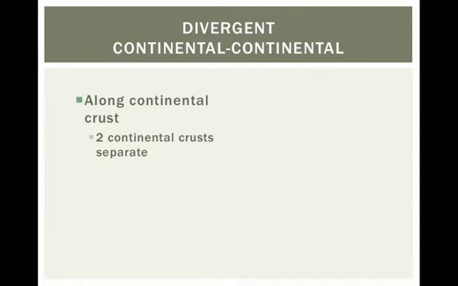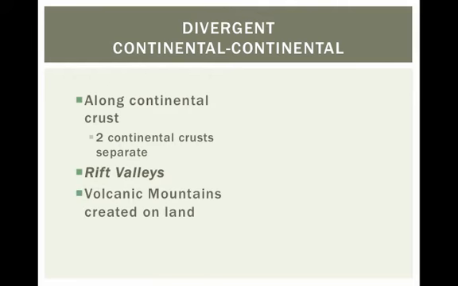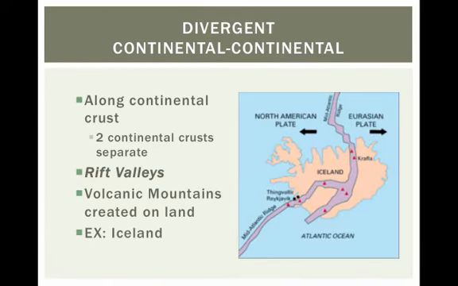Then we have continental-continental divergence, and these are where two continental crusts are coming apart, and the feature that's created there is called a rift valley. This is different from an oceanic ridge because it's obviously on a continent, but these are basically volcanic mountains that are created on land. And an example of that is Iceland.